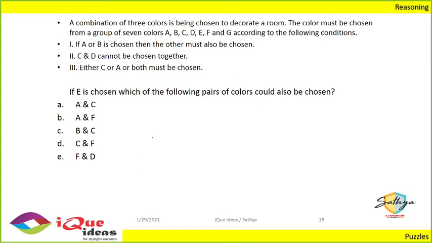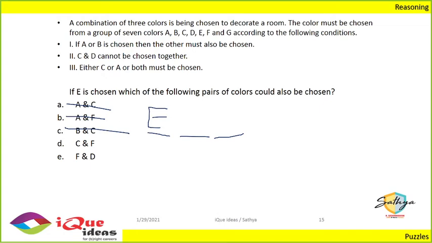Okay. So out of 3, we already have E in place. So first condition, A and B have to be together. So this, there is no B, there is no B, there is no A. So the first 3 options cannot be selected.